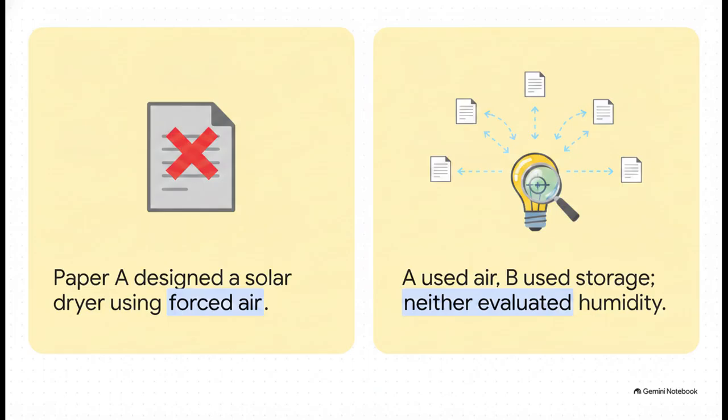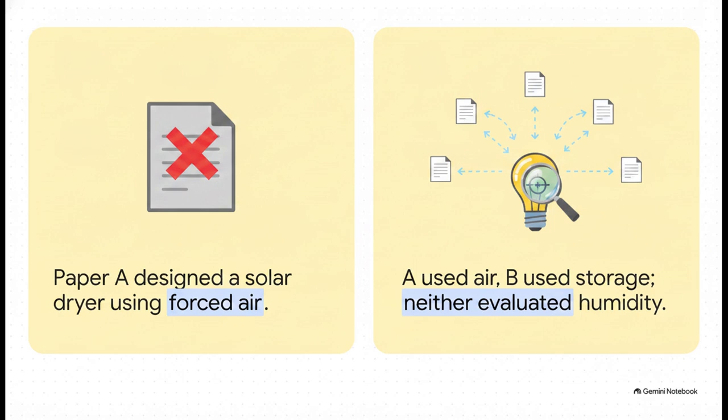And this brilliantly illustrates the exact mindset shift you need to make right now. A basic summary simply states that paper A designed a solar dryer using forced air. Okay, well, that just tells me what one person did. It's basically a book report. But a professional literature review synthesizes the whole landscape. It says that paper A used forced air and paper B used thermal storage. However, neither evaluated high humidity conditions.